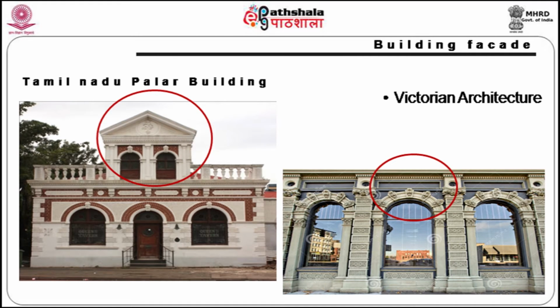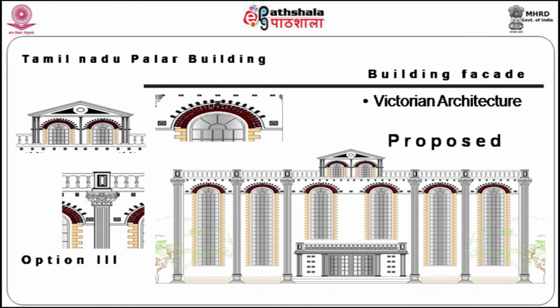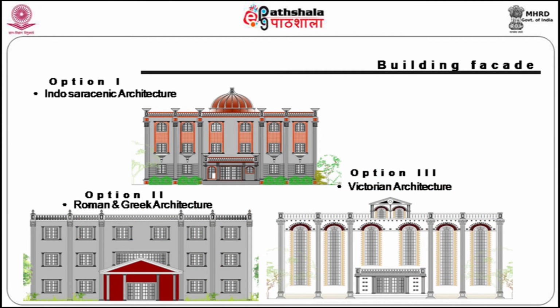Again we are talking about Victorian architecture, how this building will look in the Victorian architectural style. Now you can see the same 3 levels have been used very effectively in all the 3 architectural styles. Victorian architectural style building, you can see, for the Tamil Nadu Palar building. Again worked out, so much detail has been worked out in all the 3 different styles. You can see option 1 is Indo-Saracenic, option 2 is Roman and Greek, option 3 is Victorian architecture. Ultimately you can see the Indo-Saracenic wins the race here also.